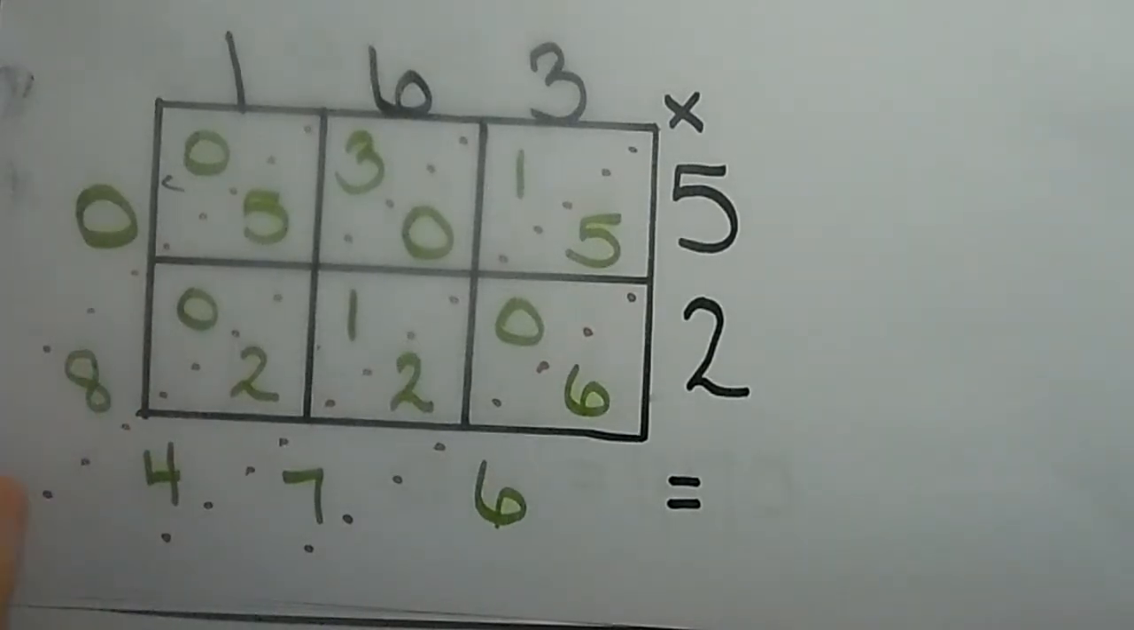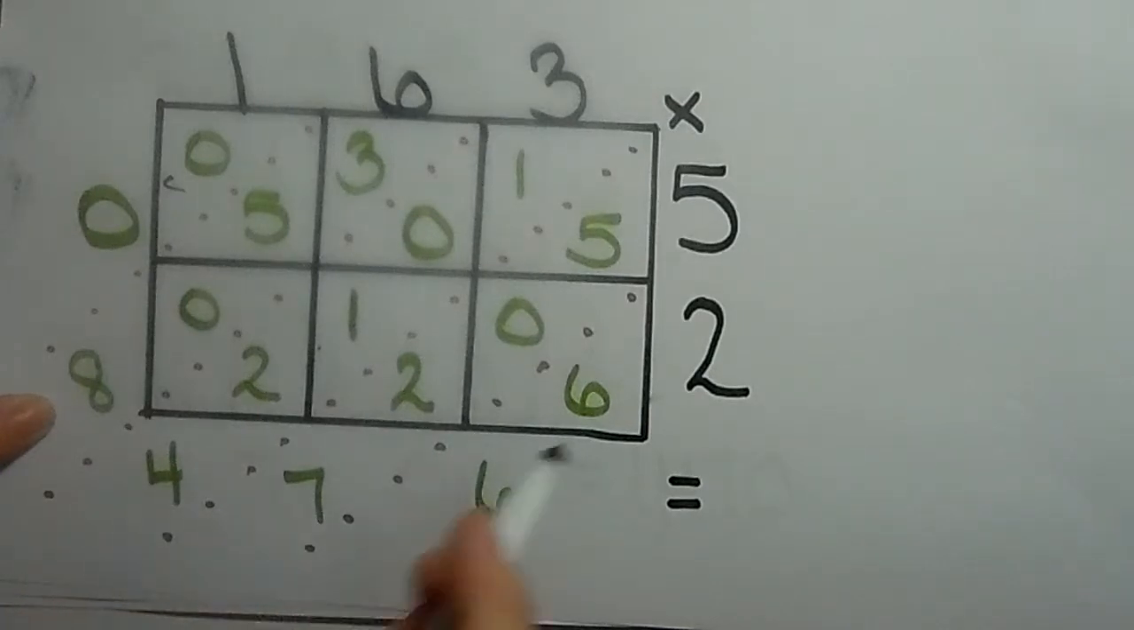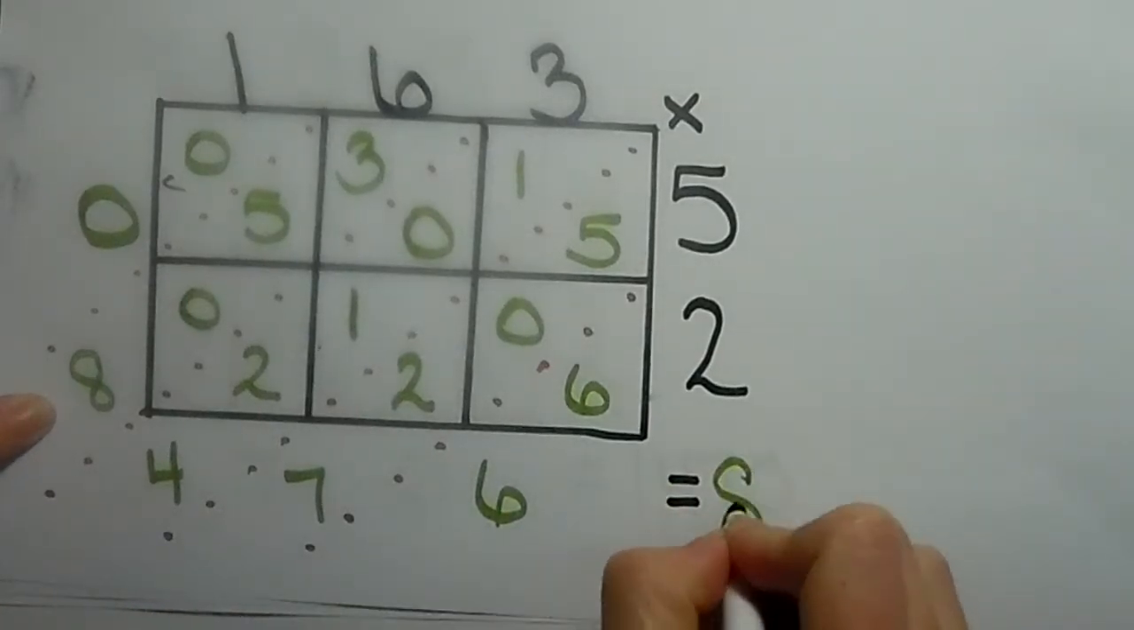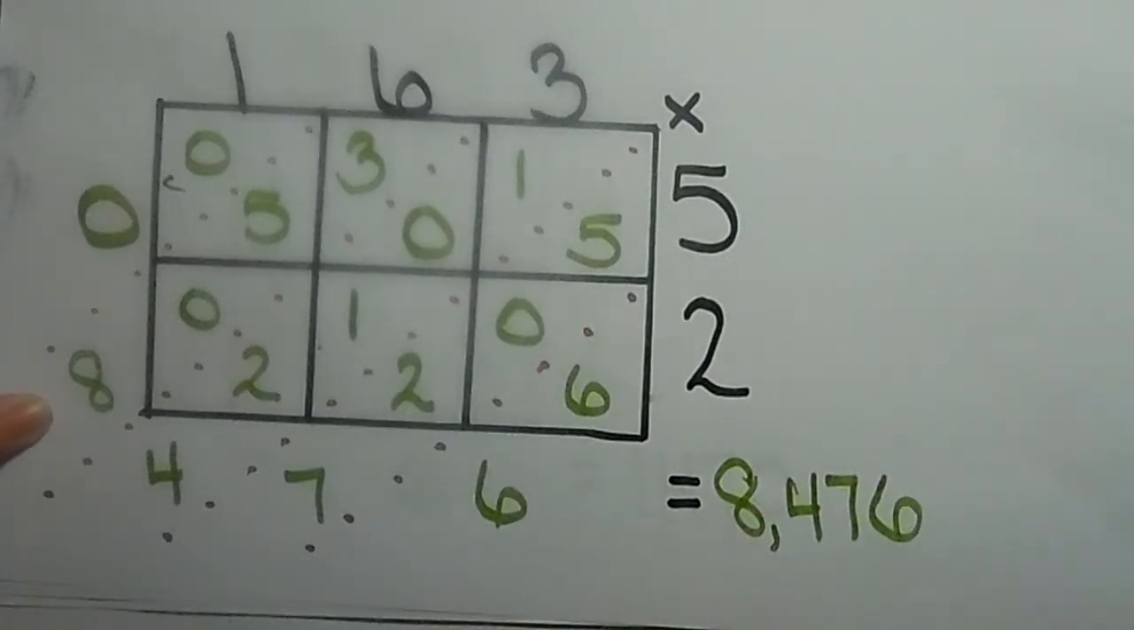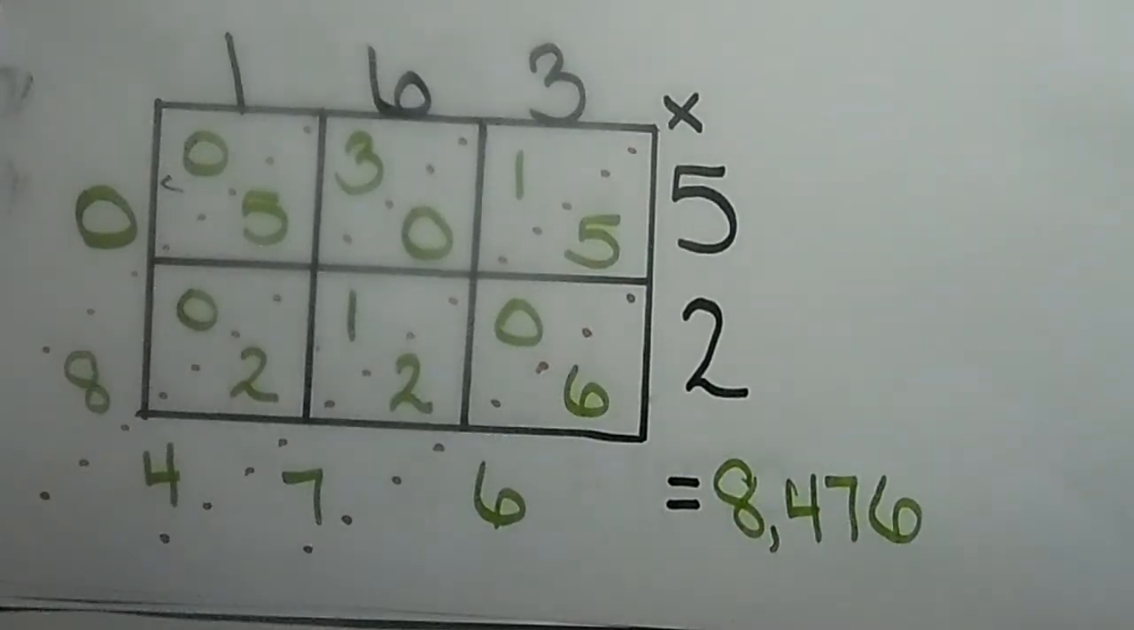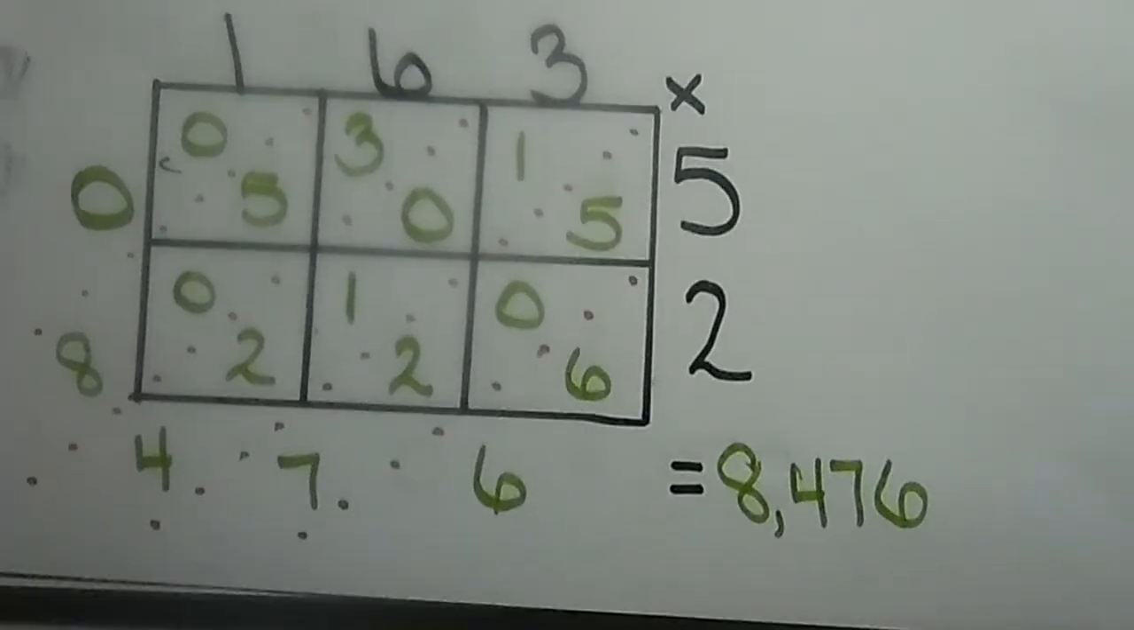0 doesn't hold any value, so we will not include that in our final answer. But we have 8,476 as our final answer. And that concludes how to multiply using the lattice method.